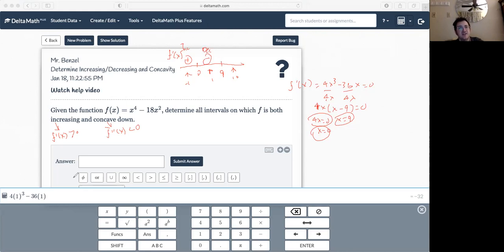And then I'm going to try 10. And we get a huge positive number. So that's going to be increasing in that interval. All right, so now we're going to look at the second derivative.